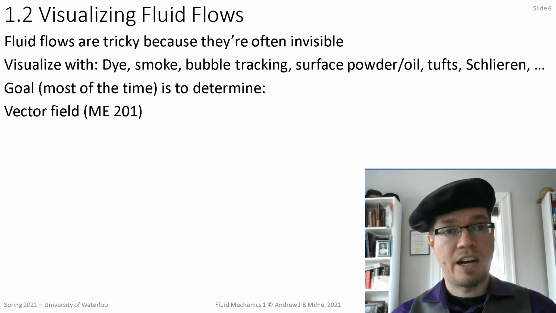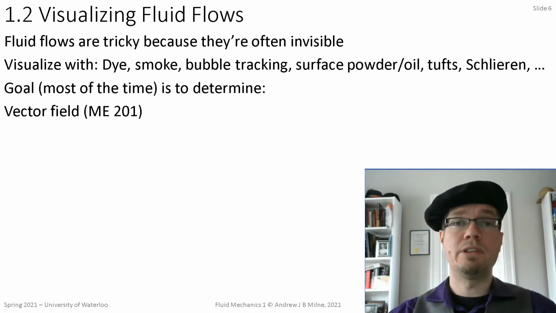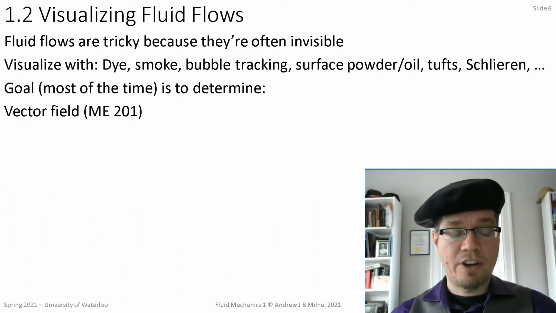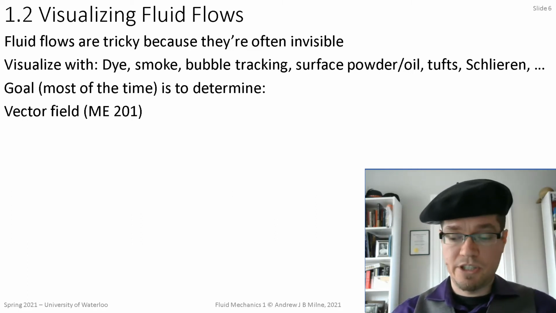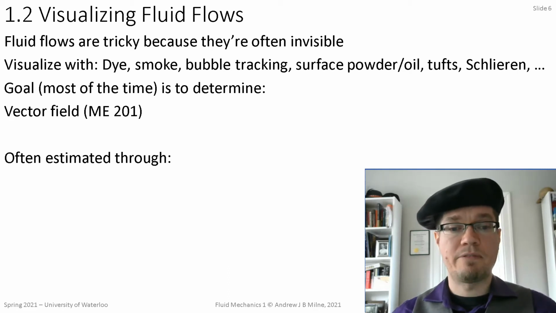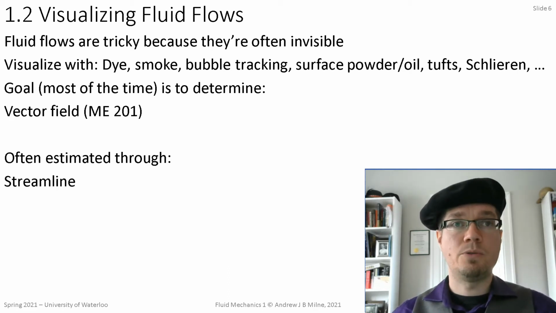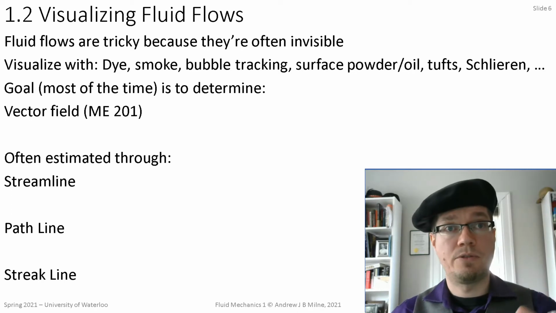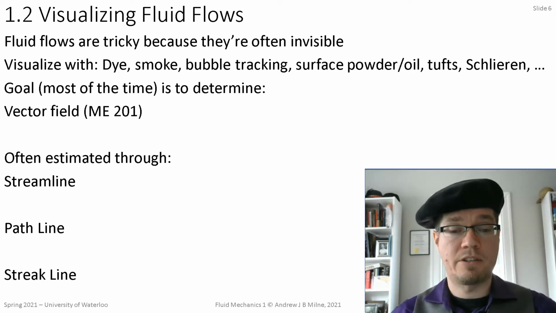And as a brief aside, if you don't remember vector fields and scalar fields, we're going to be using them in this course. So go back and review your vector calculus notes, ME 201. And very often, instead of or in addition to the vector field, we're going to also look at some other types of flow visualizations, which include looking at streamlines, looking at path lines, and looking at streak lines. And we'll talk about each of these four, vector fields, visualization, and streamline, path line, and streak lines, in the next couple of slides.